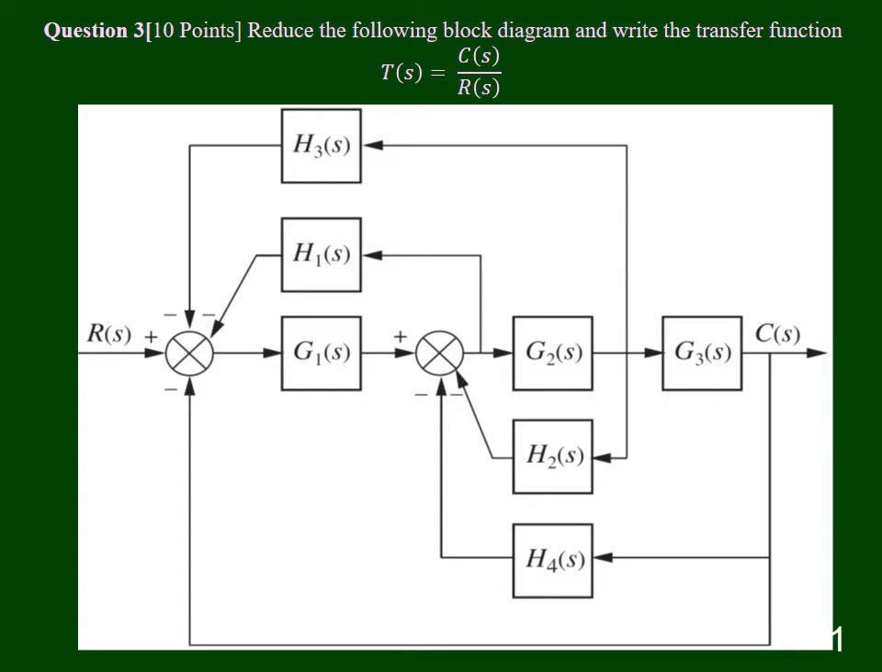This is question number 3 from the midterm. To start with, let us reduce and use the basic principle of the reduction. From here, if I move it here, we will cut this wire, and here it will become H3 upon G3.